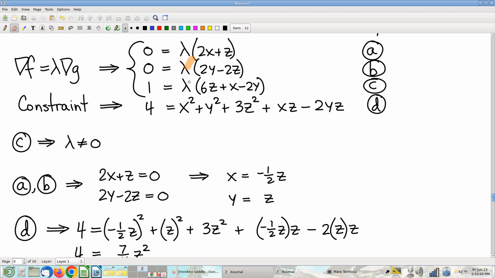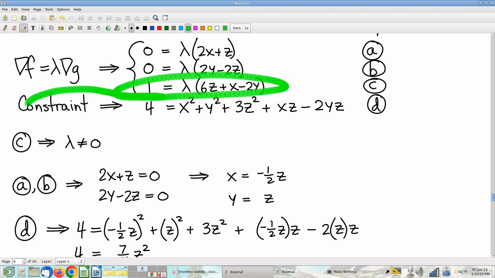So the very first thing that I have to do is justify my eventual hope to be able to cancel the lambdas. And it comes out of this equation right here. This equation actually immediately tells me lambda cannot be 0. Everybody see that? If lambda were 0, that equation would turn into 1 equals 0, which is nonsense. So there's no way lambda is 0.